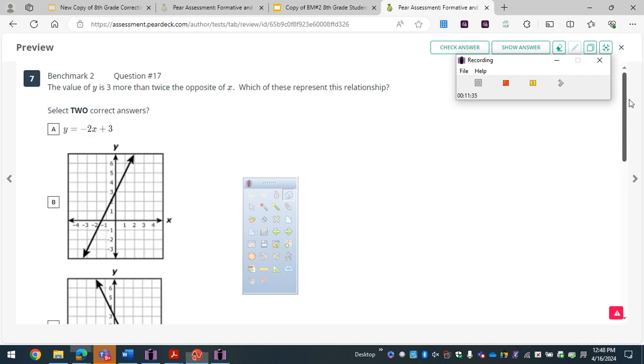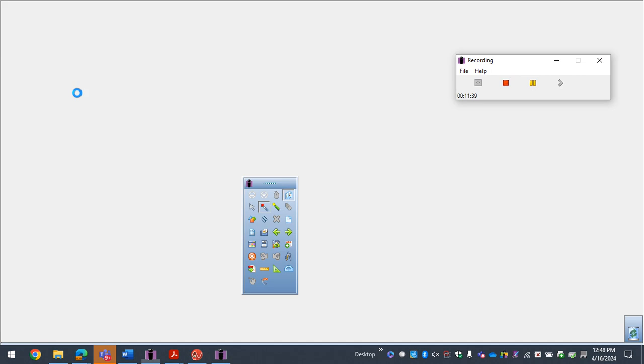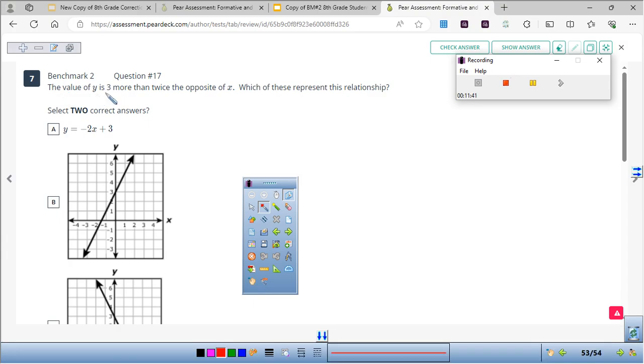Oh, same thing again. Okay, so let's go to y equals. The value of y is 3 more than twice the opposite of x, which is hilarious. So y equals, 3 more than means put it at the end, guys. So plus 3. Twice the opposite of x. I guess I should use a different color. Twice means 2 times. 2 times an x is twice x.